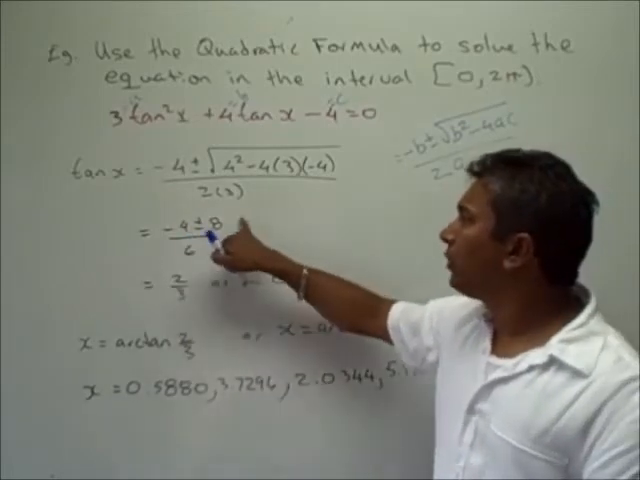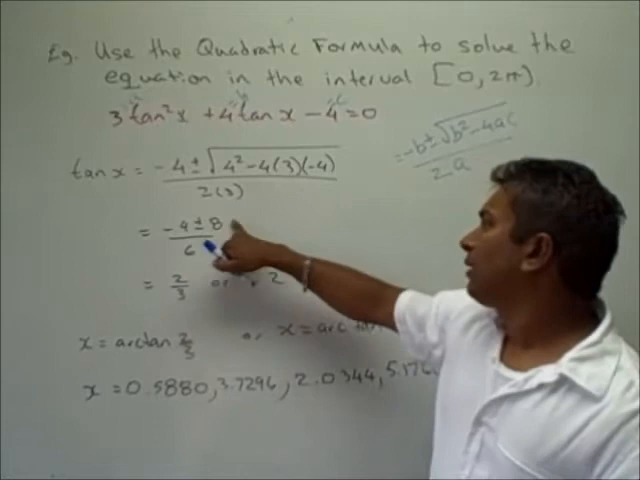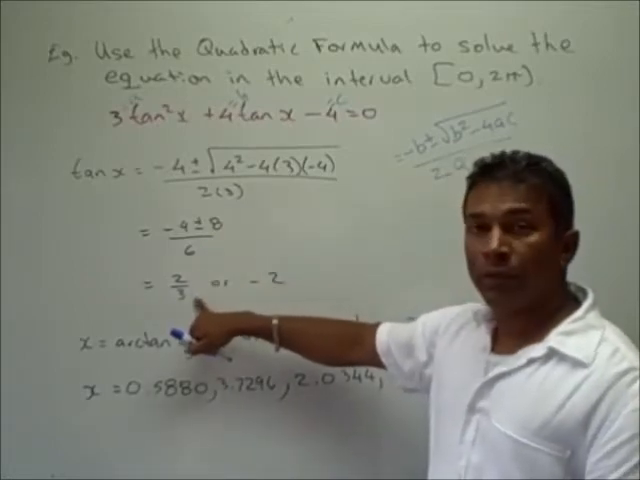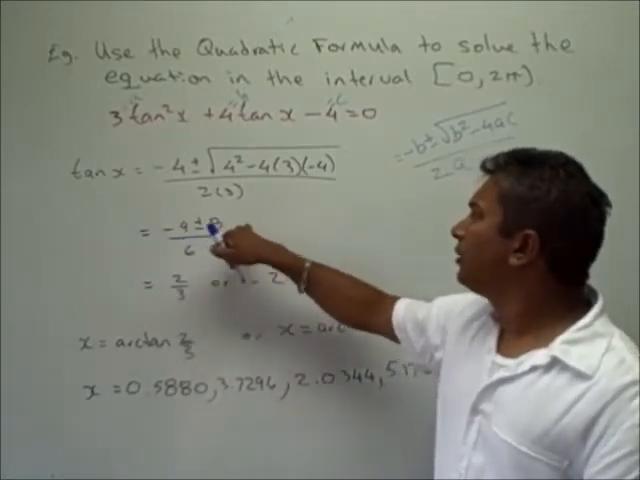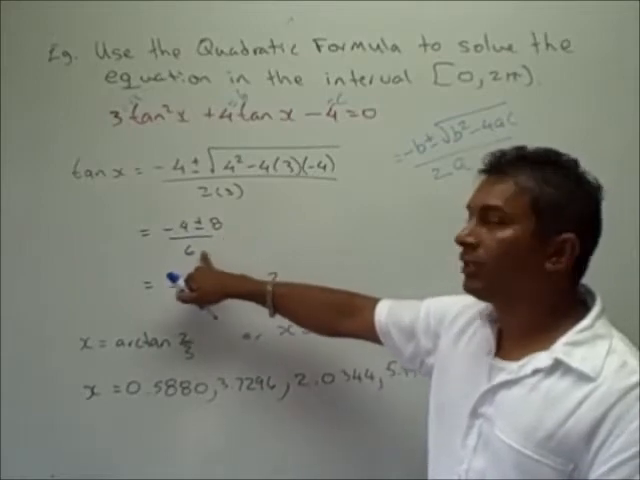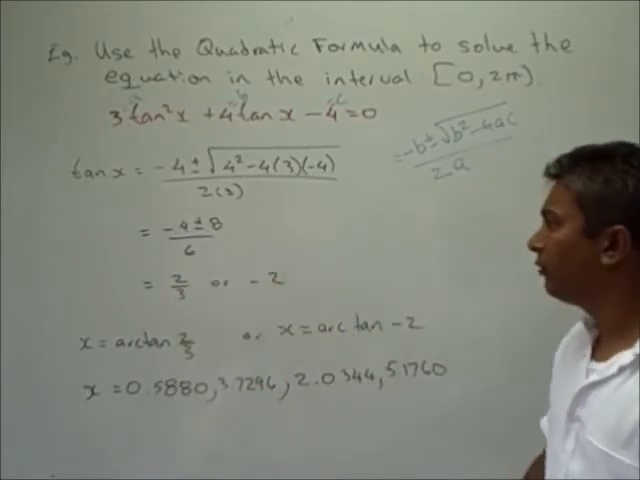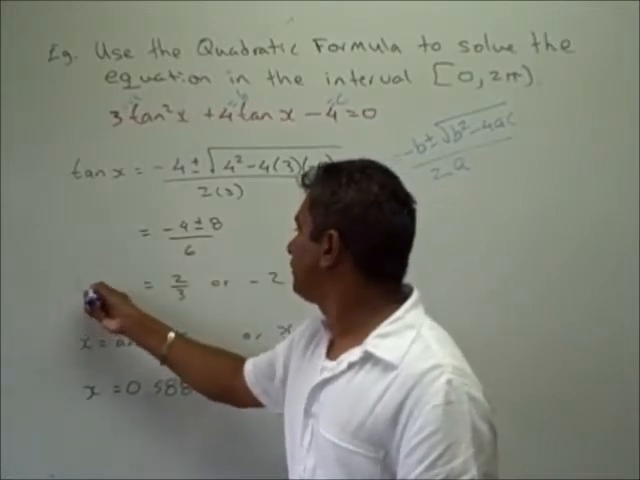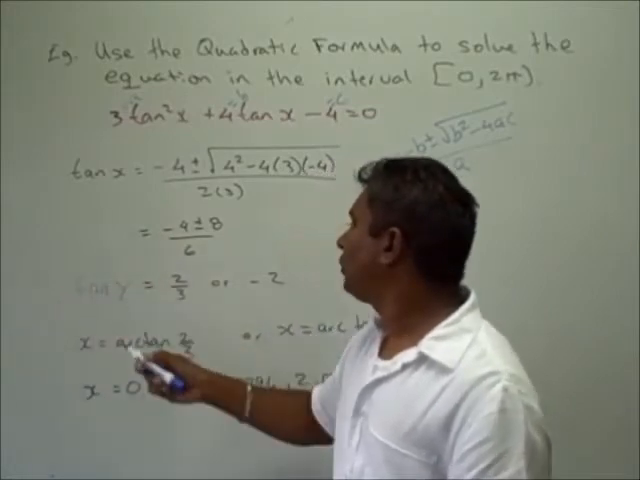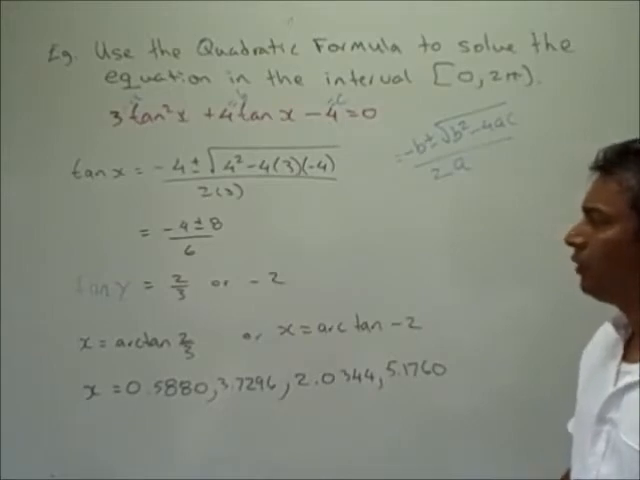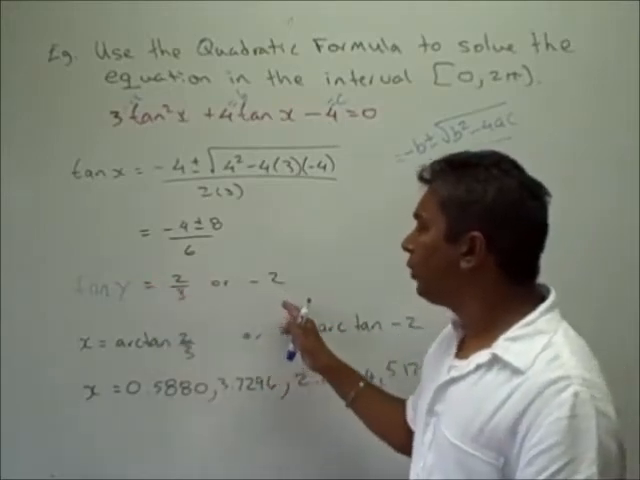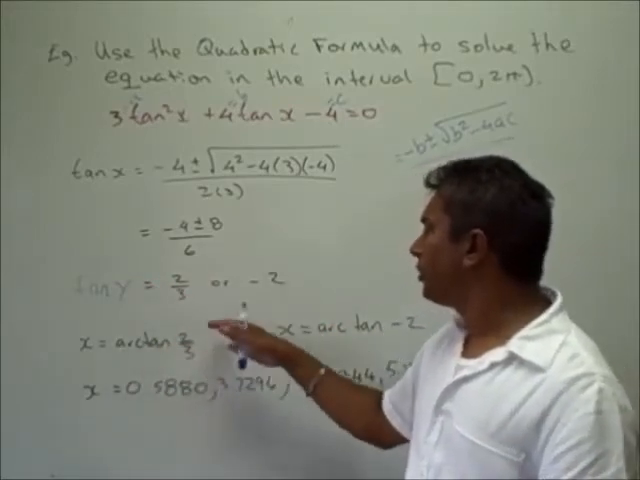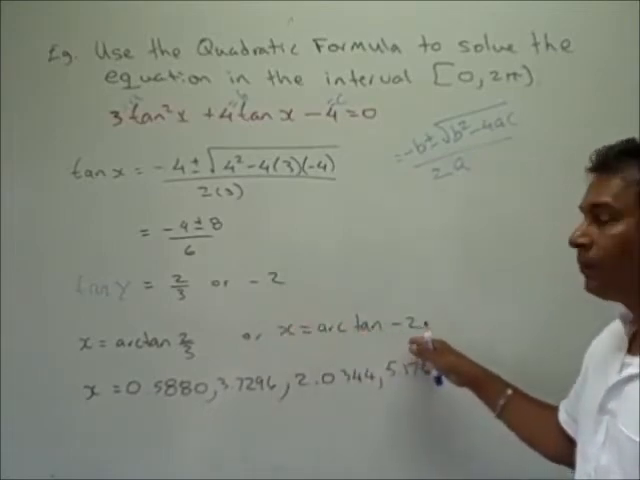If we do negative 4 plus 8, we get 4 over 6, which reduces to 2/3. And if we do negative 4 minus 8, we get negative 12 over 6, which simplifies to negative 2. So here we have tan x is equal to 2/3 or negative 2. To find x, we take the arctan of both of these. So we're finding the arctan of 2/3 and the arctan of negative 2.